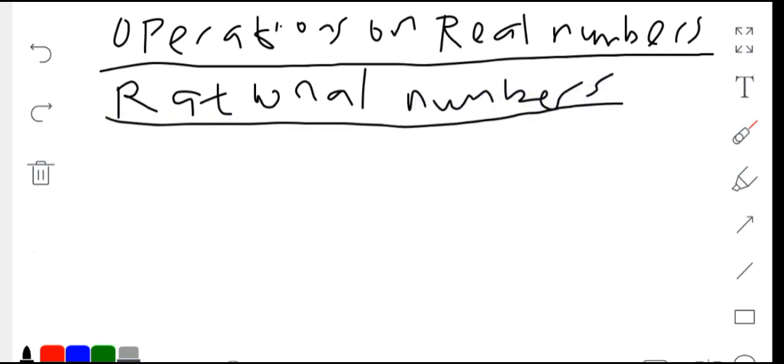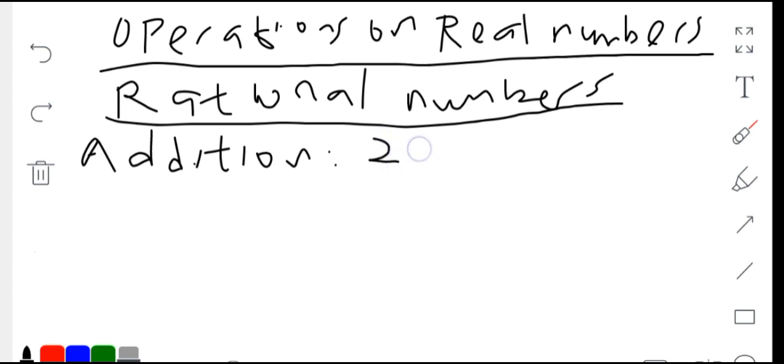So let's look at operations on rational numbers now. We have addition of rational numbers. Let's look at addition first. What does addition say? Joining two quantities into a single quantity. That's all about addition: when you join two quantities to make a single quantity.